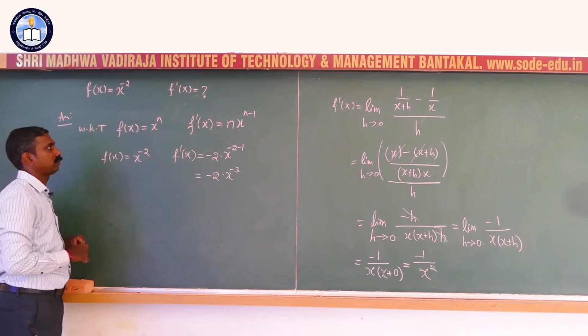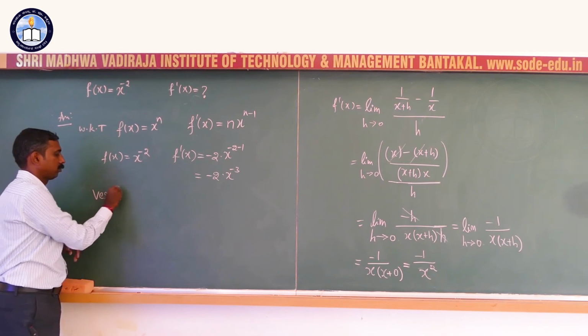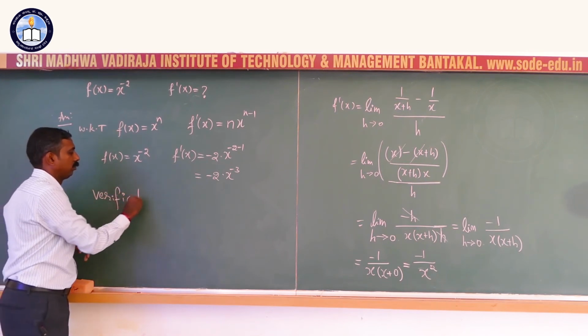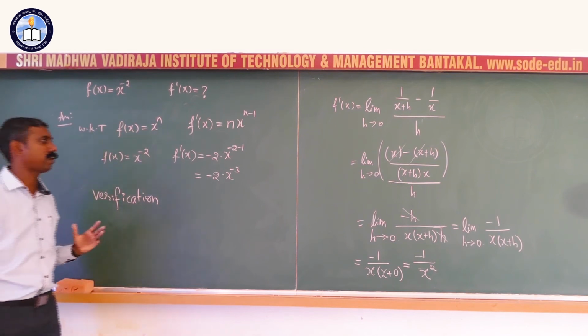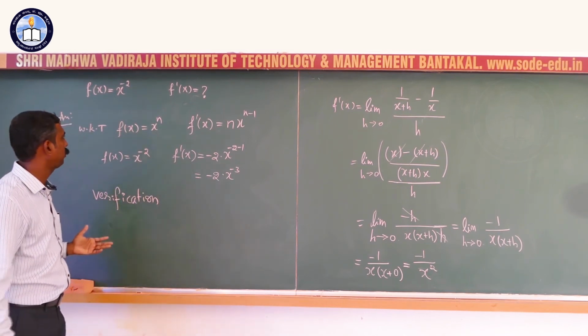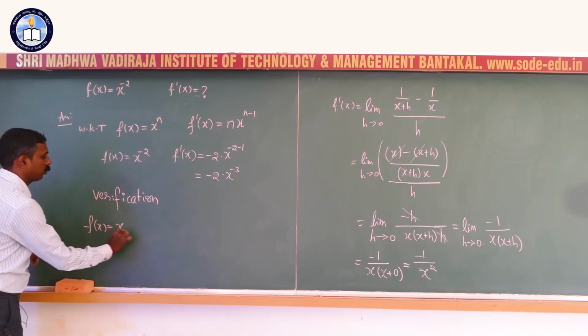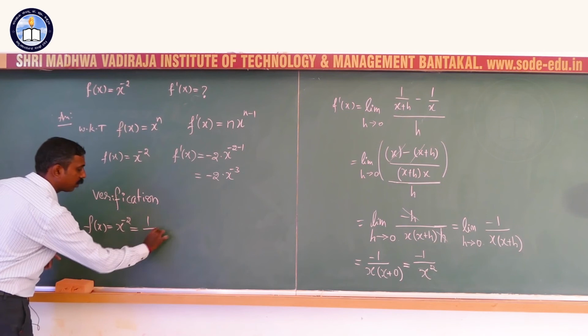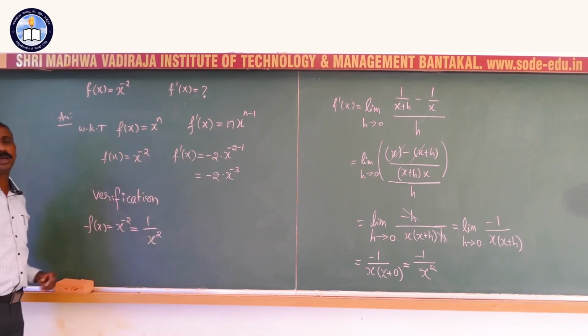We have to verify this. So, verification, using what? Using the first principle of derivative. Let us go for that again. Verification. f of x is equal to x to the power minus 2, which is nothing but 1 by x square. f of x equals 1 by x square.